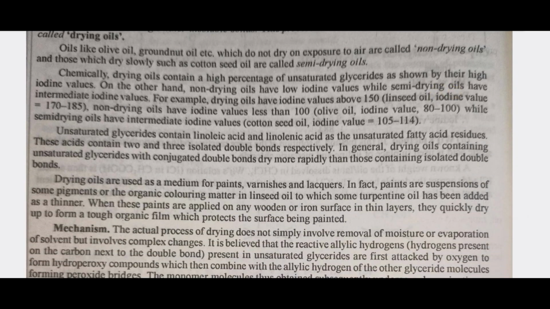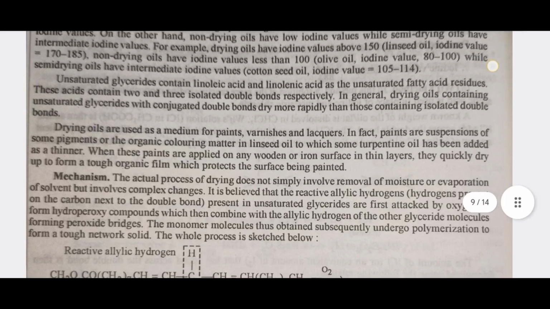Unsaturated glycerides contain linoleic acid and linolenic acid as the unsaturated fatty acid residues. These acids contain 2 and 3 isolated double bonds respectively. In general, drying oils containing unsaturated glycerides with conjugated double bonds dry more rapidly than those containing isolated double bonds.